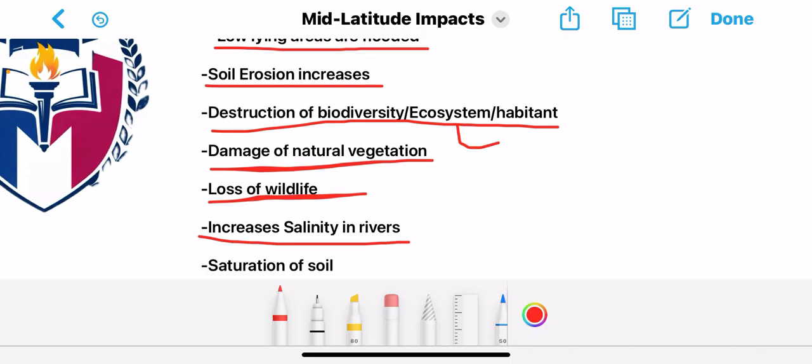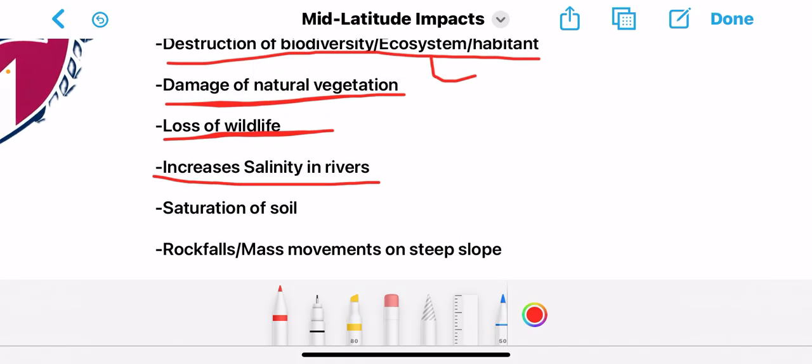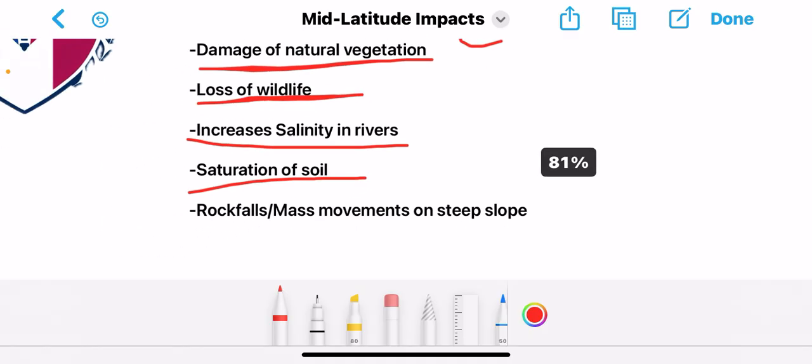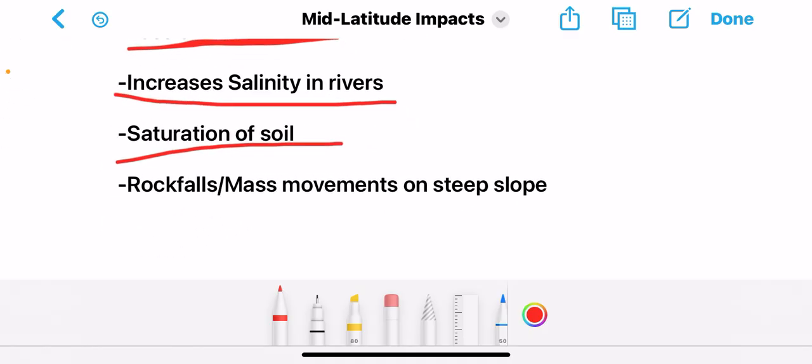Increases salinity in rivers. When we say increase in salinity, we are mainly speaking that our waters will have less quality, and henceforth the animals that live in water can actually die from this. So, saturation of soil. Mainly soil will have so much water that it won't be of quality. Rock falls or mass movements on steep slopes.